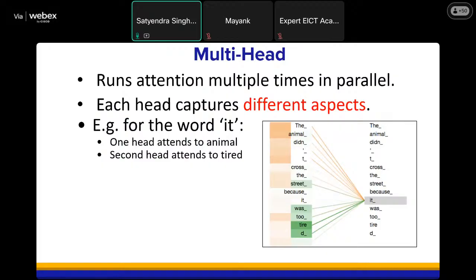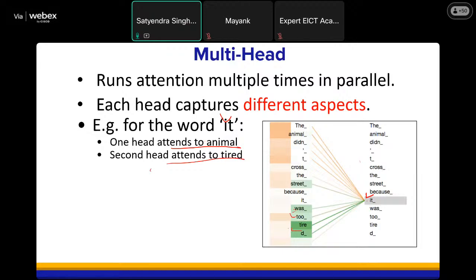So instead of using a single self attention head, you can use multi-head attention as well. You can run attention multiple times in parallel, so instead of one head, you have multiple heads that capture different notions of relevancy. For example, one head might be capturing the relevancy of "it" with "animal", and another head might be capturing the relevancy of "it" with "tired" and other relevant words. So for the word "it", one head attends to animal and the second head attends to tired.